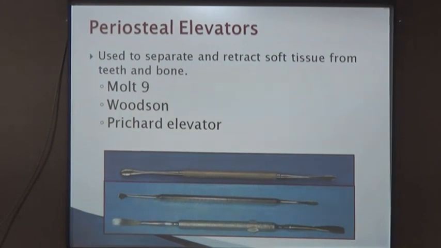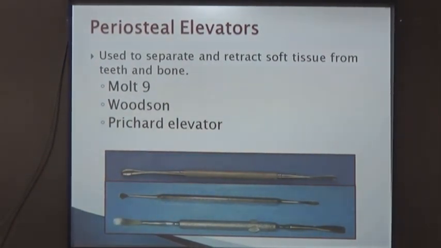Mold 9, Woodson and Pritchard elevator. Why I am giving this name is, sometimes in MCQ they will ask you. Mold 9 means you should not think what it is. It is only the periosteal elevator. Mold 9, Woodson and Pritchard elevator. Most of them we are using Mold 9, isn't it? See the first elevator. Usually we are using that.